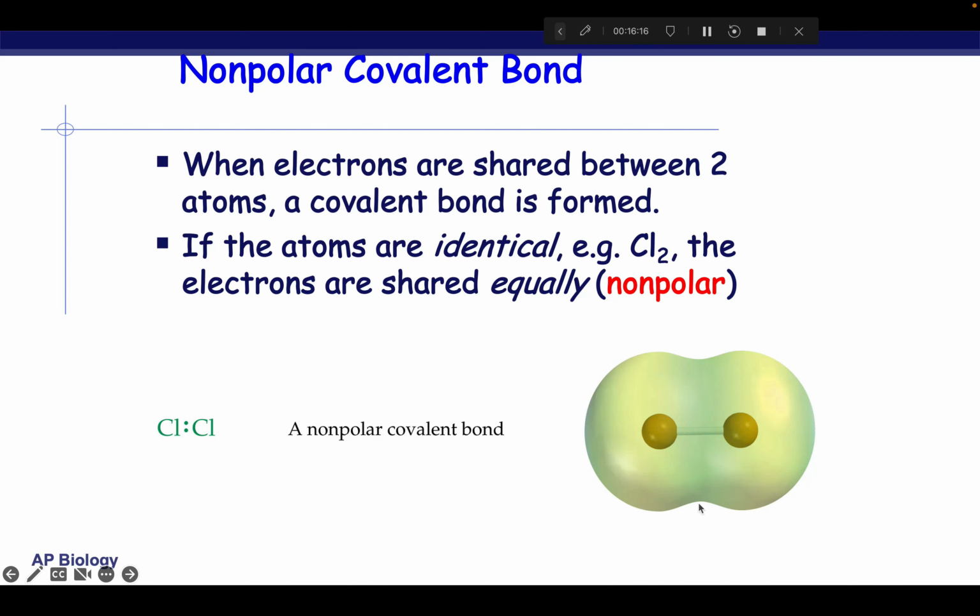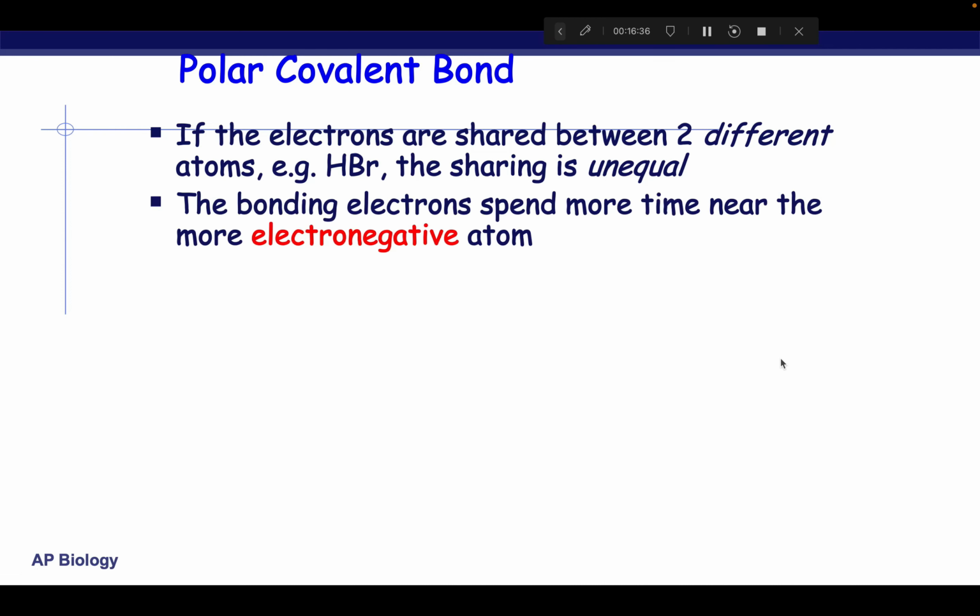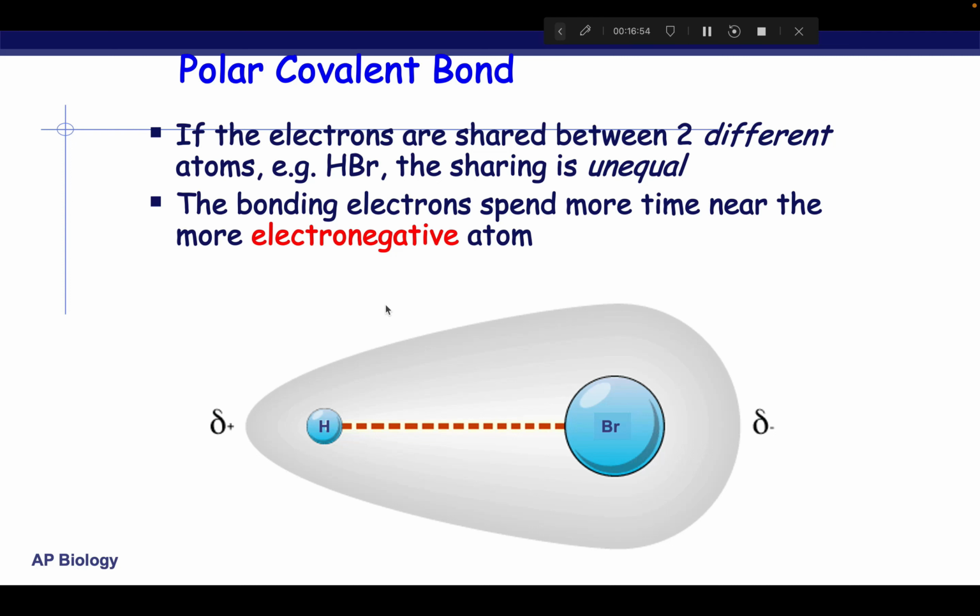And you can see an electron distribution diagram here, which is a color-coded way to show that it's nonpolar. Okay. On the other hand, if the electrons are shared between two different atoms, like hydrogen and bromine, the sharing might be unequal. The bonding electrons spend more time near the more electronegative element because just like the kid that's stronger pulling on the toy, it can pull the toy closer to itself. The more electronegative element can pull the electrons closer to itself. And so we get something that's called a polar covalent bond.